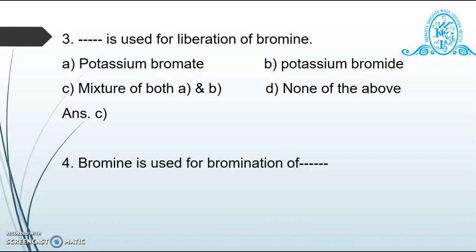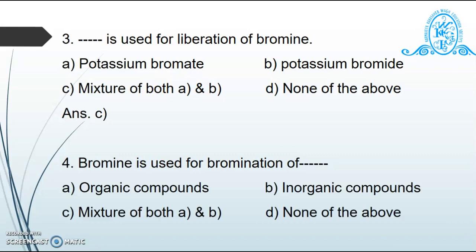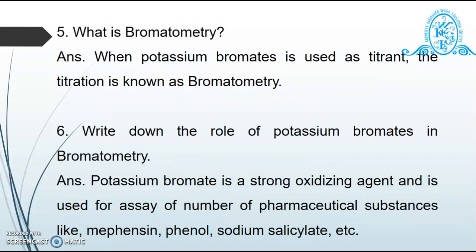Okay. Now the next question, that is, bromine is used for the bromination of, and your options are A. Organic compounds, B. Inorganic compounds, C. Mixture of both A and B, or D. None of the above. And your answer for this question is A, that is bromine is used for the bromination of organic compounds. Now let us see the next question. Question number 5. What is bromatometry? Answer. When potassium bromate is used as a titrant, the titration is known as bromatometry.